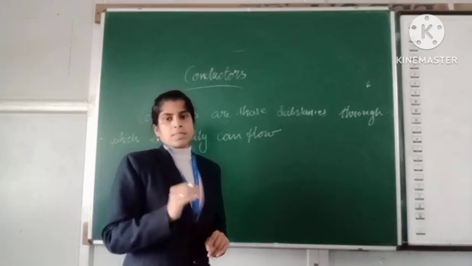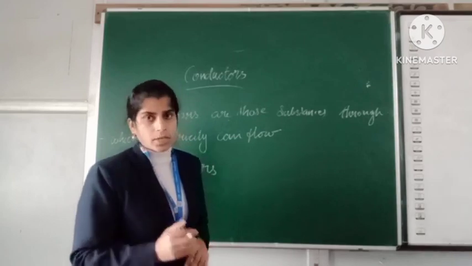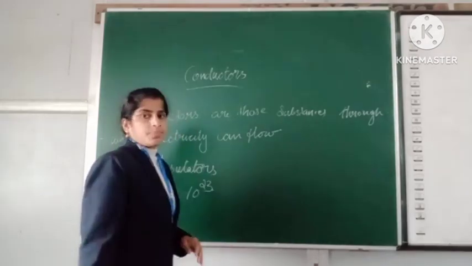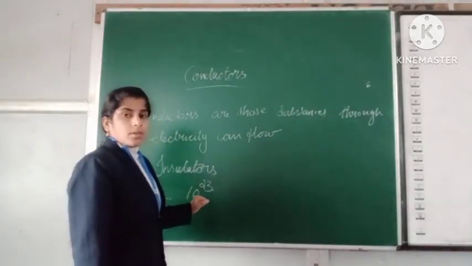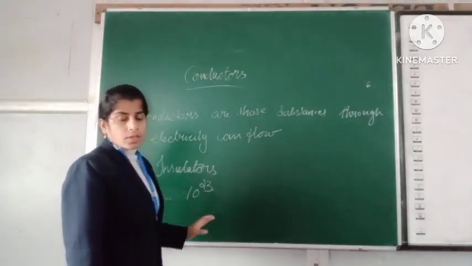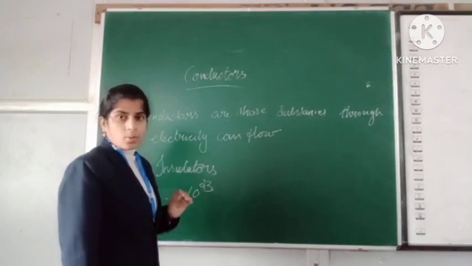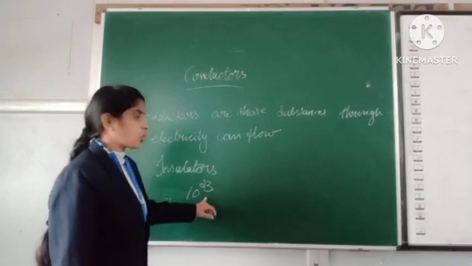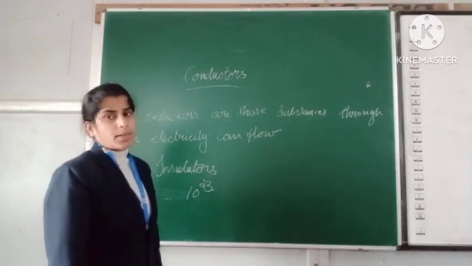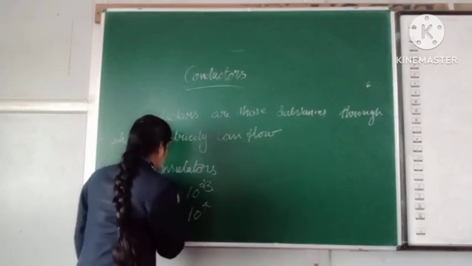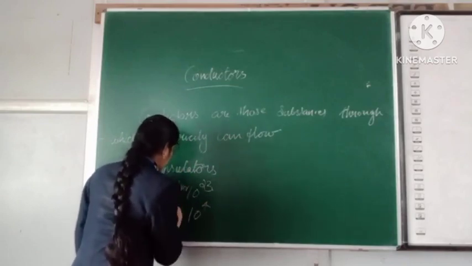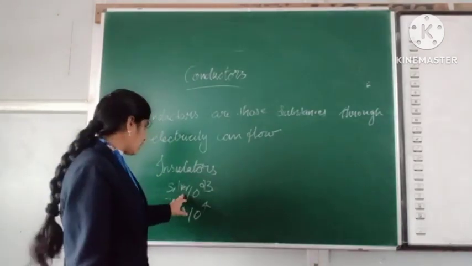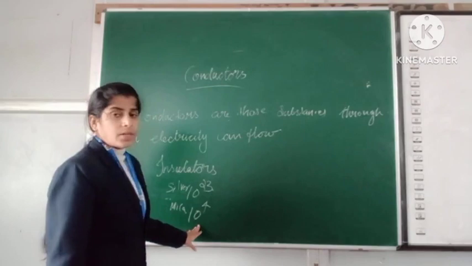Different substances have a different number of free electrons. For example, in case of silver, the number of free electrons in 1 cubic centimeter is 10 raised to 23, and in case of mica, 10 raised to 4. So see, which one has more free electrons? Yes, silver has more free electrons and mica has very few free electrons.